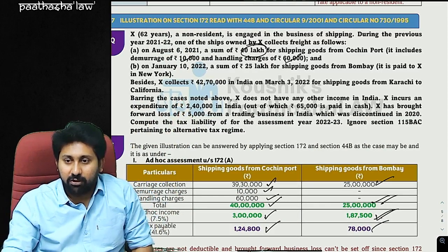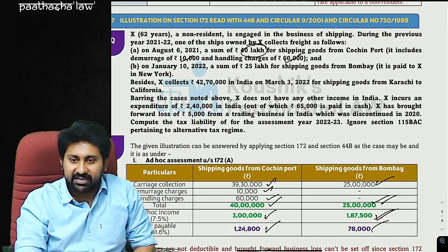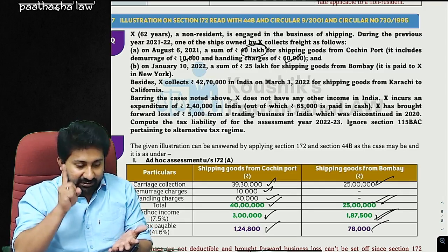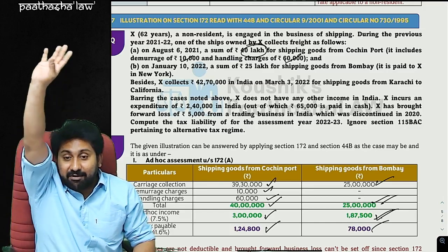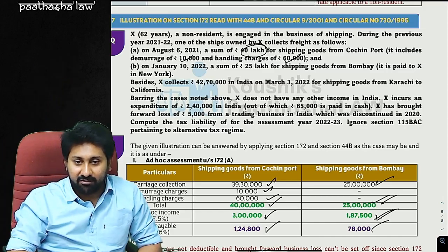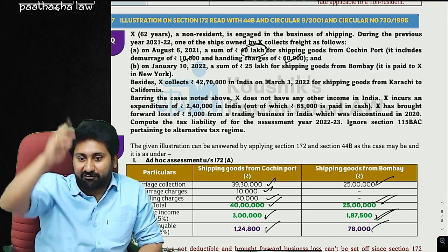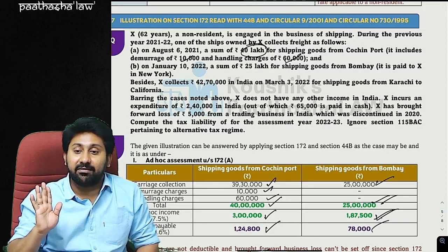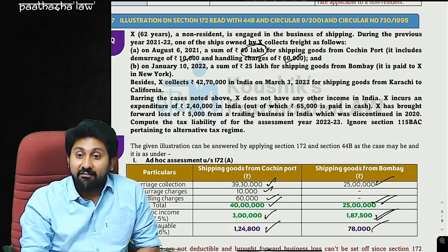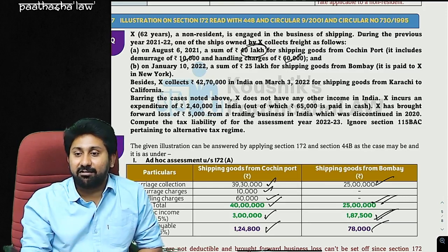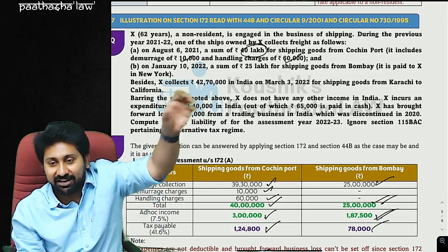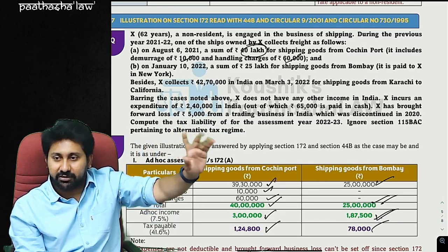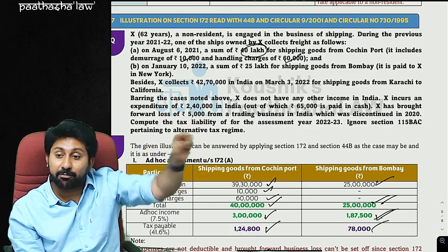Barring the cases noted above, X does not have any other income in India. X incurs an expenditure of 2,40,000 in India. Out of it, 65,000 is paid in cash. 65,000 paid in cash means you don't apply section 43. All those things you don't apply there. 40A, expenditure in excess of some amount, 10,000 paid in cash, 20,000 paid in cash, don't apply all those. Notwithstanding anything contained, you can make the payment in cash, no problem. The expenditure of 2,40,000 will not even be allowed. Why is it not allowed? Because if you apply 172, it will override everything. PGBP also does not apply.